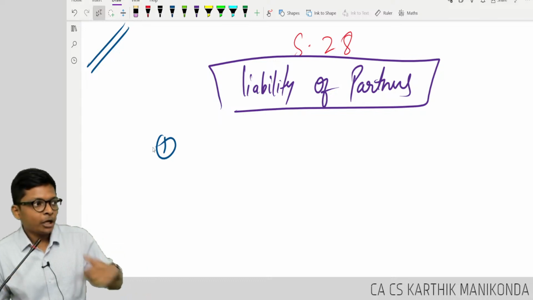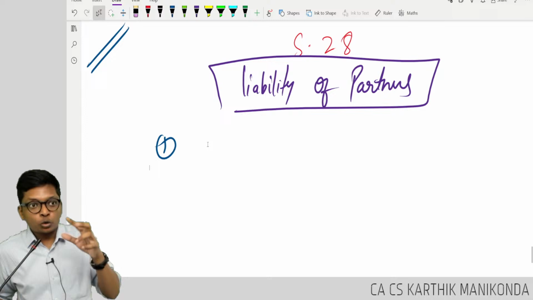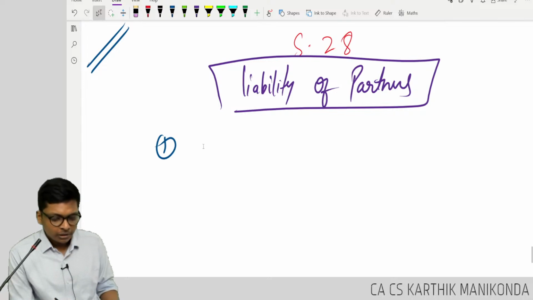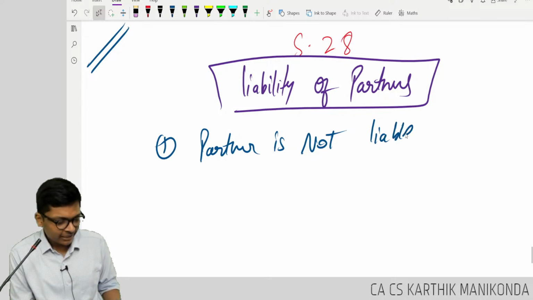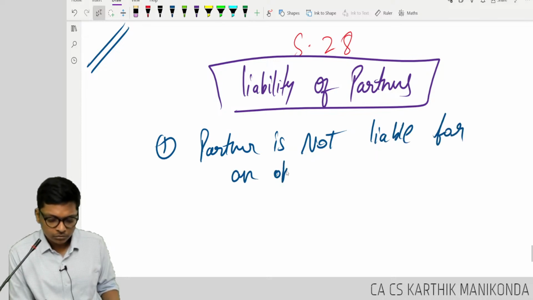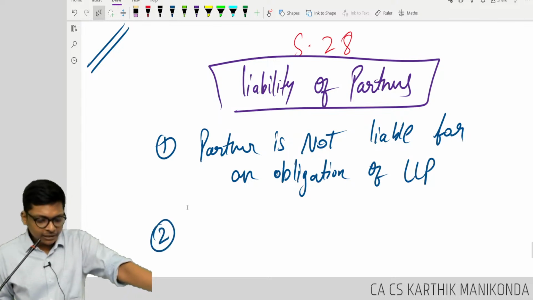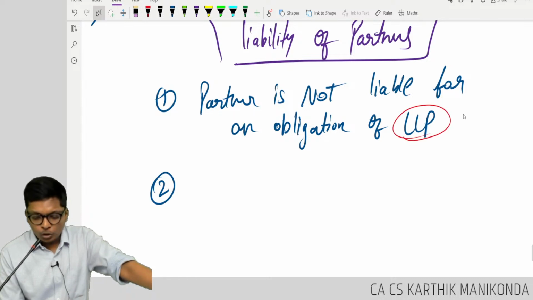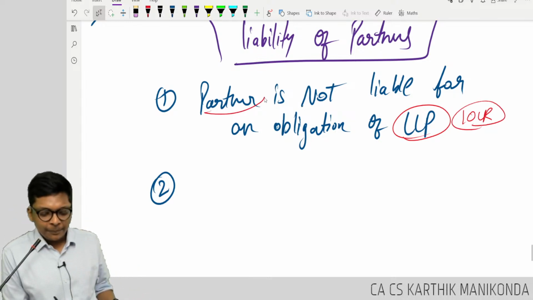When he does something beyond his authority. So, in the first case, Rohit Sharma took a loan. Will Hardik Pandya pay? No, no mutual agency. Correct? Write down: Partner is not liable for an obligation of LLP. I will explain. LLP took a loan of 10 crores. Who has to repay? LLP. Will the partner pay? No.